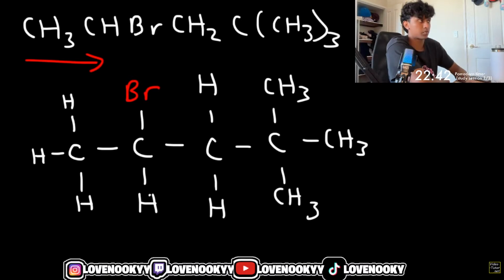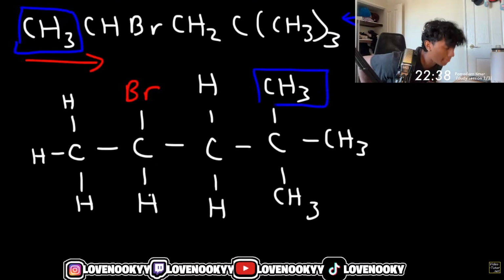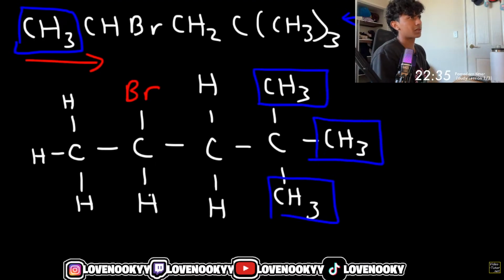Now, whenever you see a CH3 group, it's always at the end. It can never be in the middle. And this is a CH3 group as well. CH and CH2 groups, you can have that in the middle of the chain. But CH3 groups, they always tend to stick outside of the chain. They can't be in the middle.